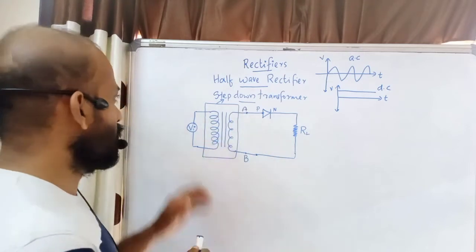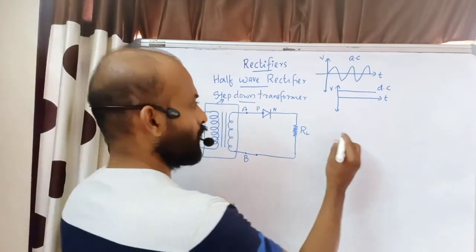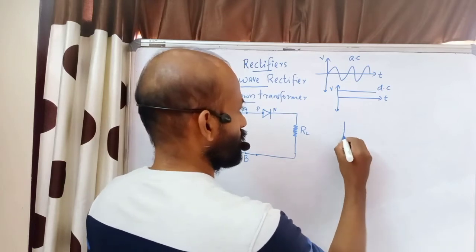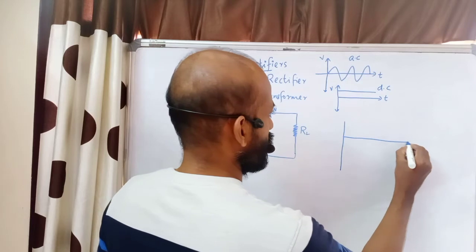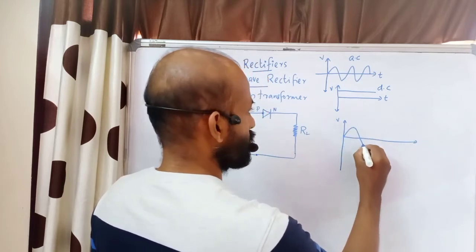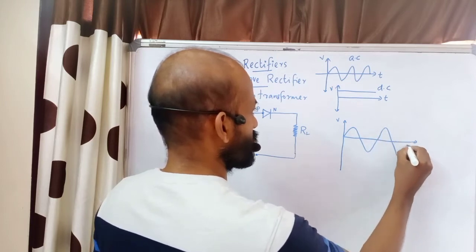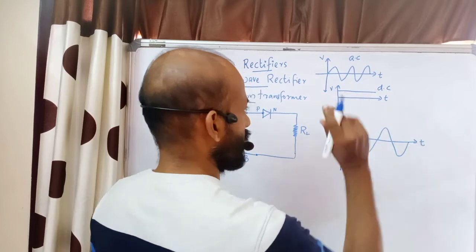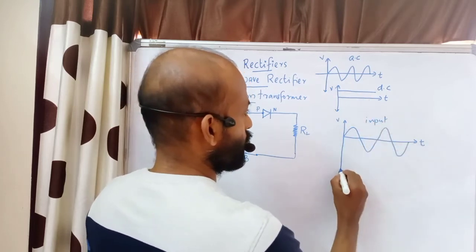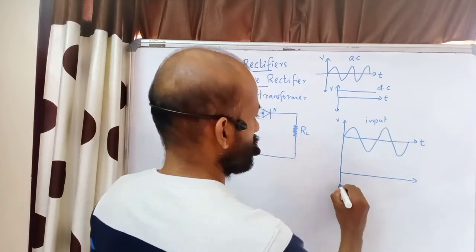Now before that I will draw the variation of the input signal, the variation of the input voltage. I will draw the input voltage variation like this. This is the voltage. This is a positive half cycle, negative half cycle, again positive half cycle, negative half cycle. This is time. Okay, this is the input. In the same graph I will draw the output also. This is the axis for output.